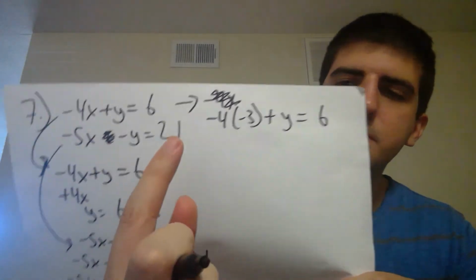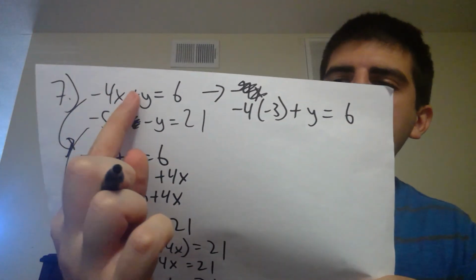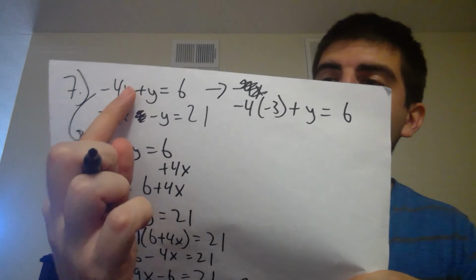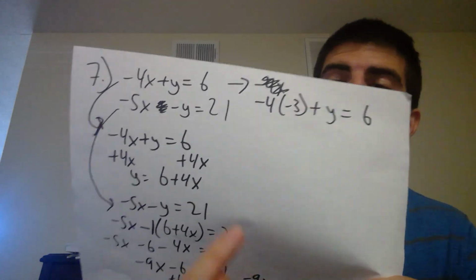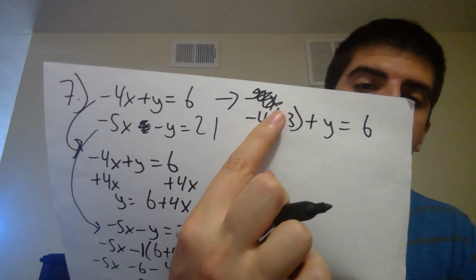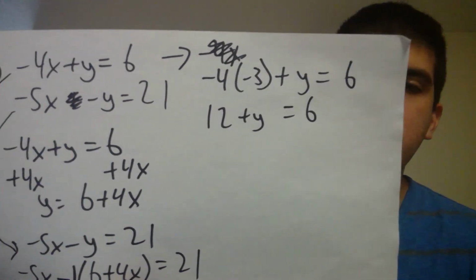So again, I had negative 4x plus y equals 6. Wherever I see an x term, I'm going to sub it out for negative 3 because I know that x is negative 3. So now I have negative 4 times negative 3, which is 12. And then I'm going to subtract 12 from both sides, and I get y equals 6. Y equals negative 6, I'm sorry. Because 6 minus 12 is negative 6. So our final answer is negative 3, negative 6.